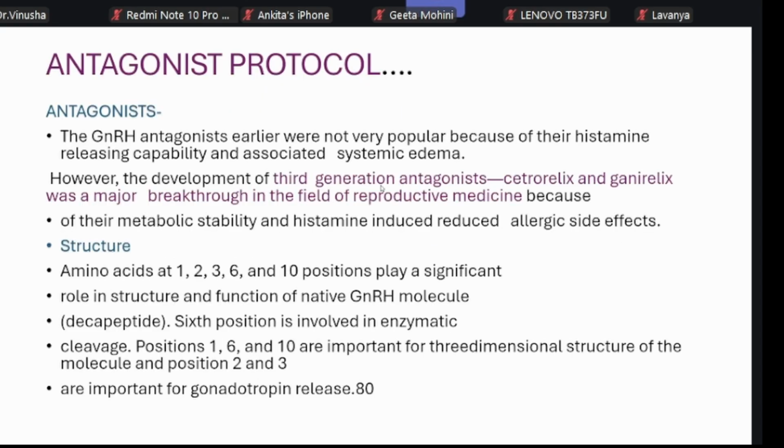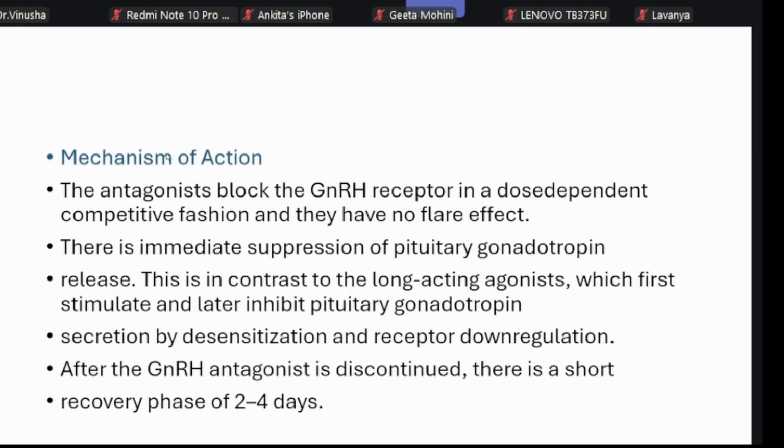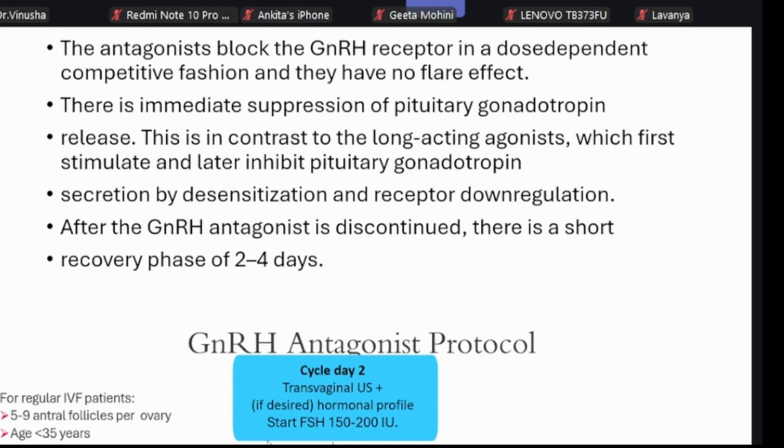Now coming to the antagonist protocol. We have now third generation antagonists, so without barely any side effects, we can use antagonists. So almost all cycles we do now are antagonist cycles only. The mechanism is the antagonists block the GnRH receptor in a competitive fashion and they do not have any flare effects. So they cause immediate suppression of gonadotropins. This is the main advantage with the antagonist protocol. And after the antagonist is discontinued, the recovery is also within 2 to 4 days, it will be normal.